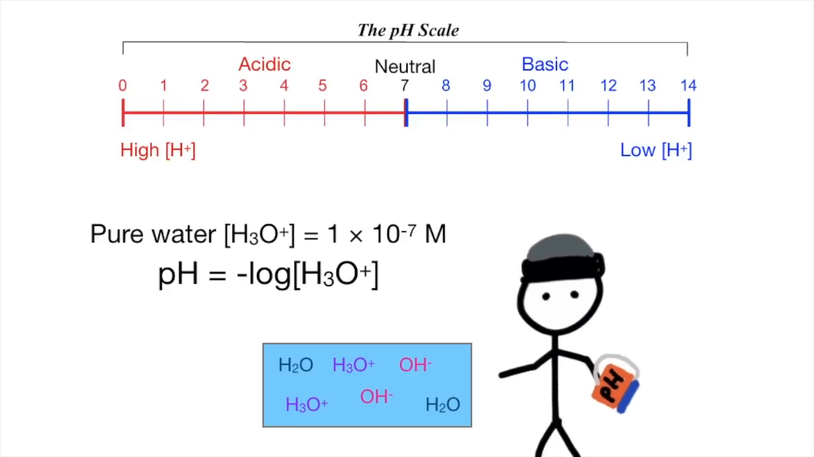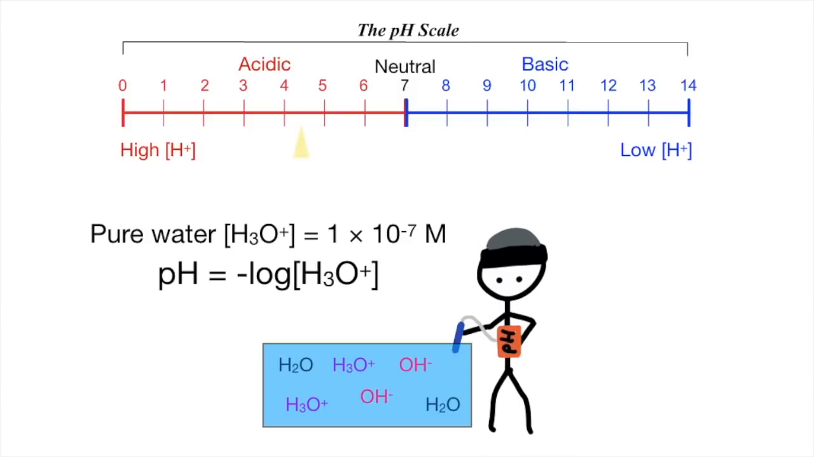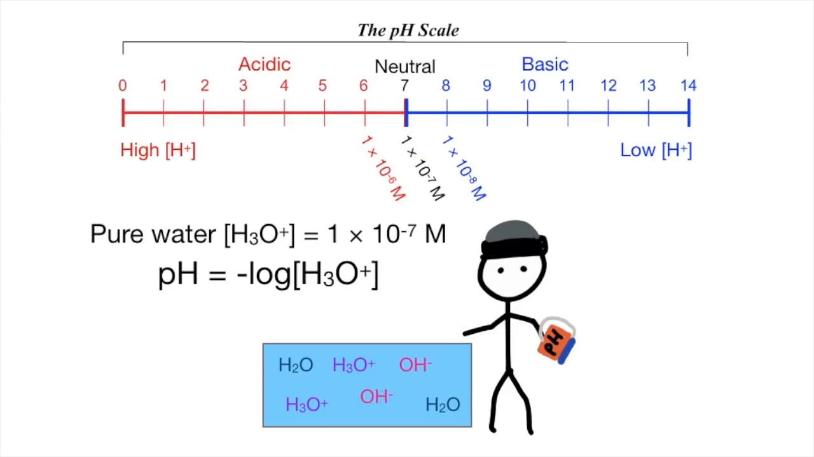It is also important to note that on the pH scale, each increase in 1 pH unit corresponds to a change in the concentration of H+ of a factor of 10, since it is a logarithmic scale. So at a pH of 8, the concentration of H+ in solution is 1 × 10⁻⁸ molar, and at a pH of 6, the concentration of H+ is 1 × 10⁻⁶ molar.